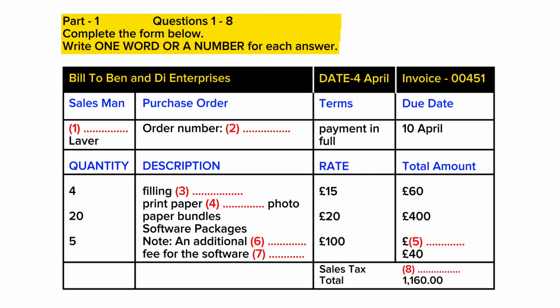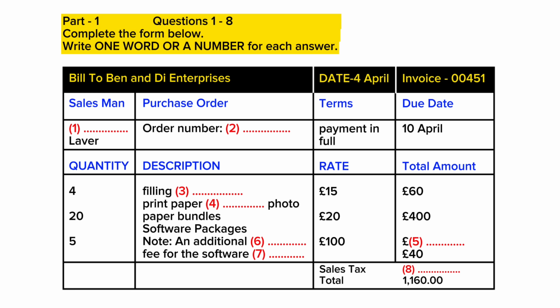Your order number is 6589 B521. You're paying in full, is that right? Yes. Okay. Today's the 4th of April, so we'll put a due date of the 10th on there. Now, do you remember your order details? Yes. First there was the filing cabinets.